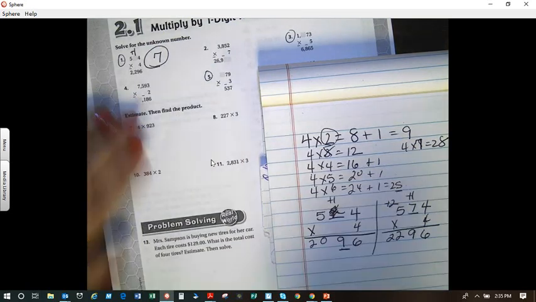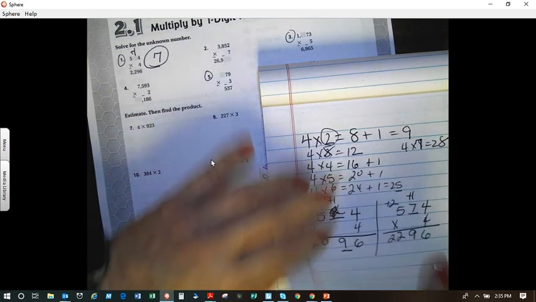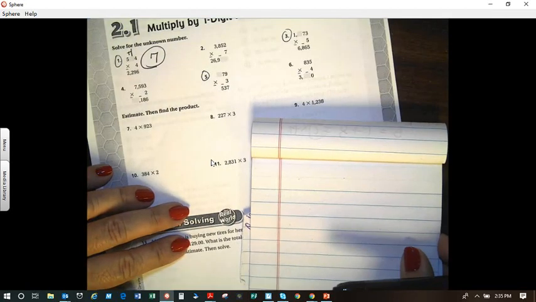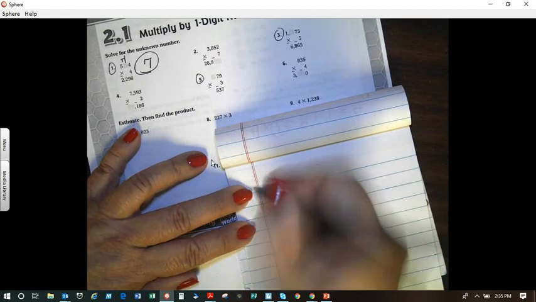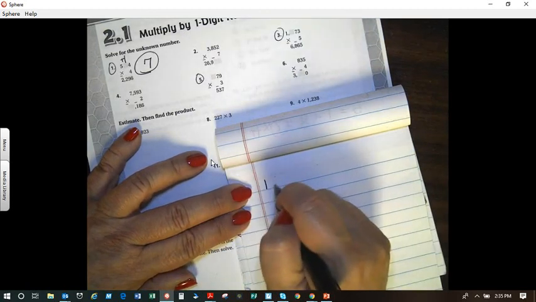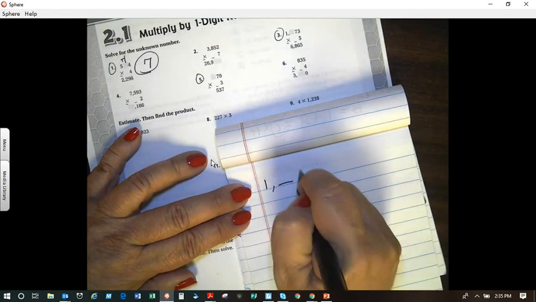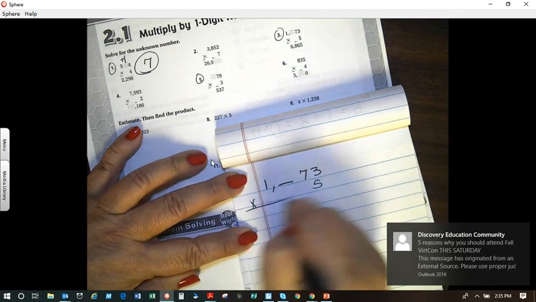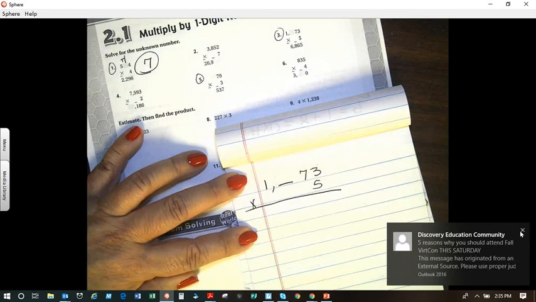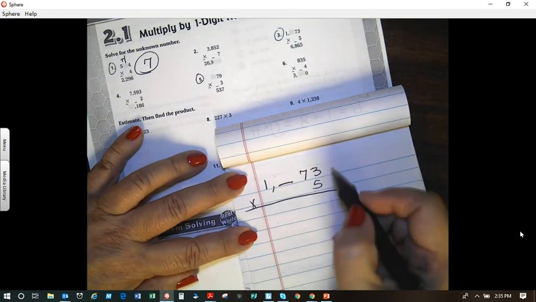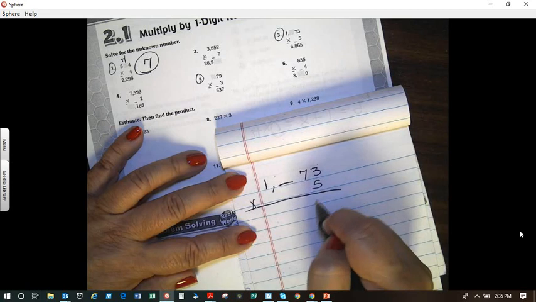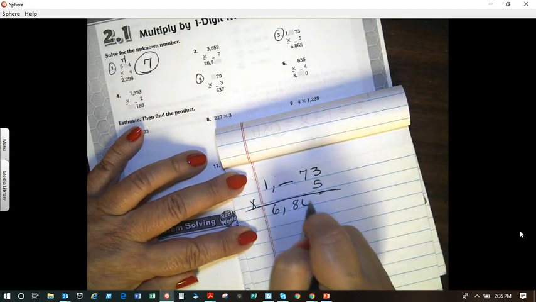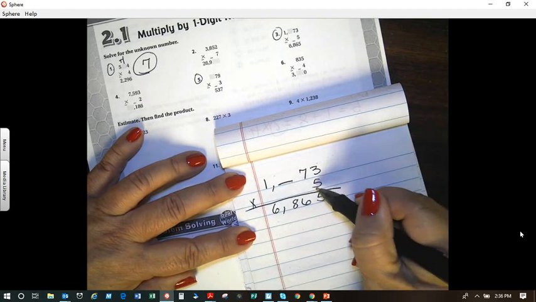Let's go to number 3. I'm going to get another sheet of paper, and I'm going to follow the same premise. 1,000 something 73 times 5. Now let me X this out here. Okay, so now my answer is going to be 6,865. All right, so I know that 5 times 3 is 15.